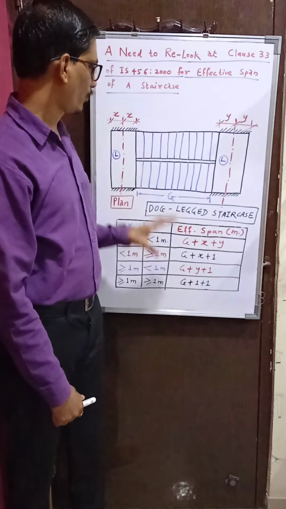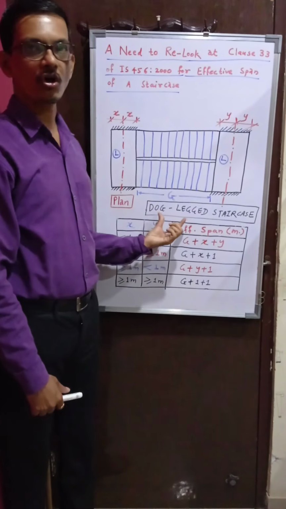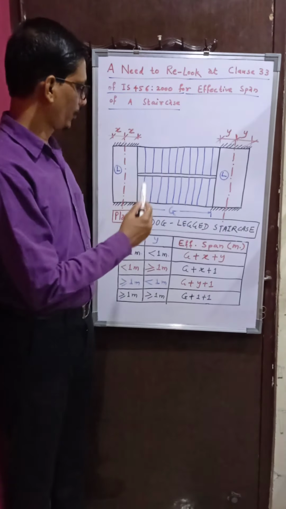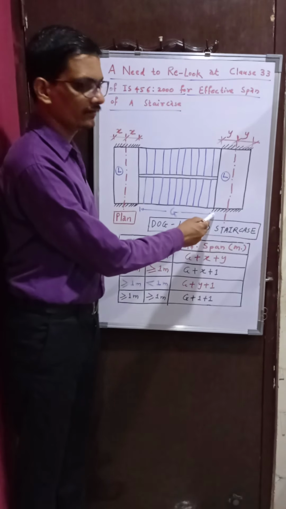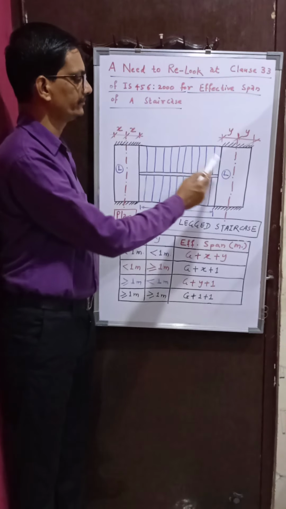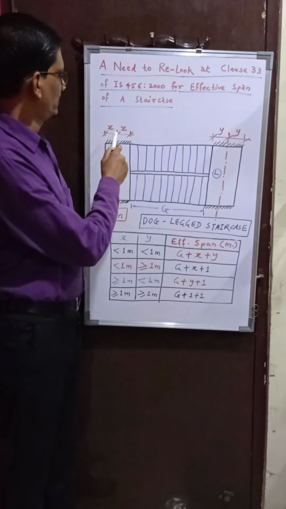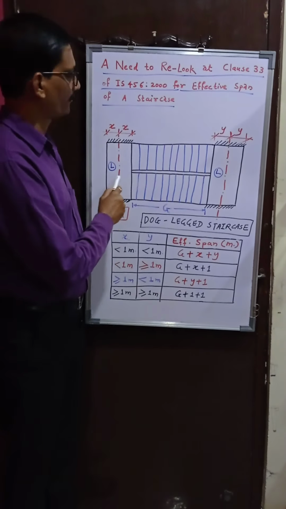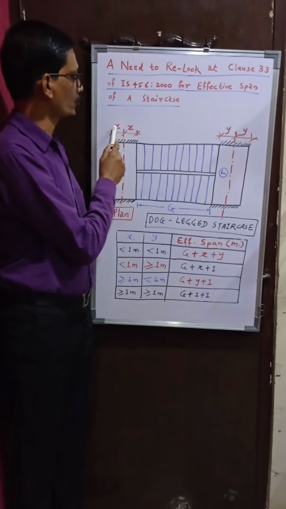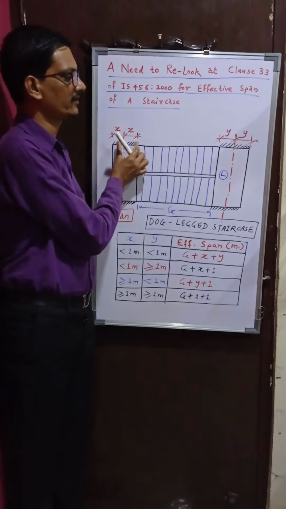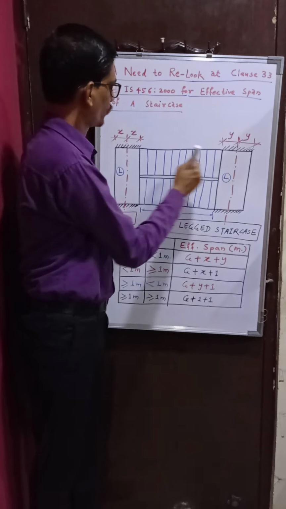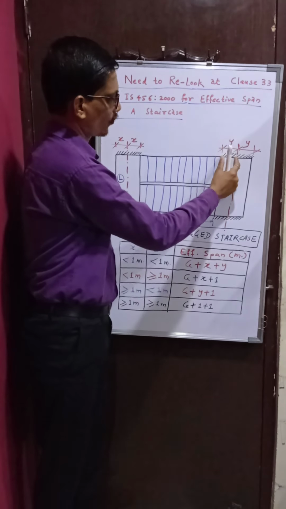For that, I have drawn here the plan view of a dog-legged staircase, which is very common in every building. Here, G is the going. This is one landing, this is another landing. This is the center line of the left landing and this is the center line of the right landing. The width of the landing is 2x, so each part is x. Here the width of the landing is 2y, so each part is y. So here it is x and x, and y and y.